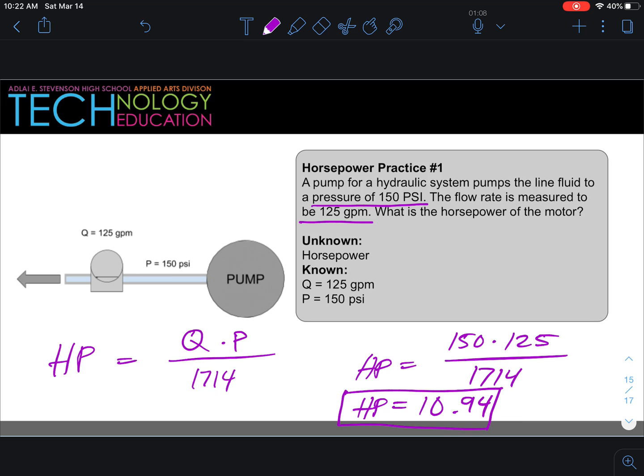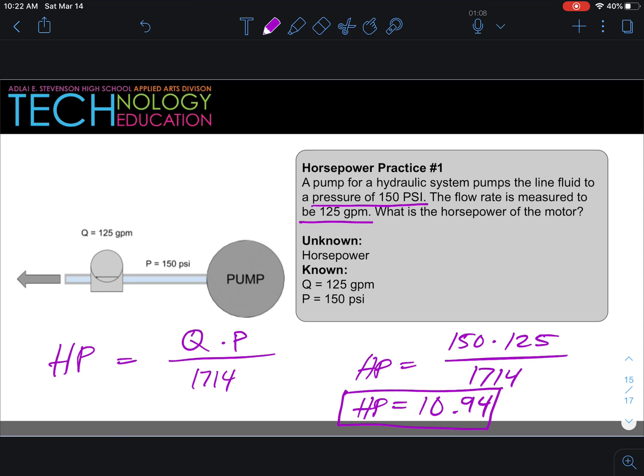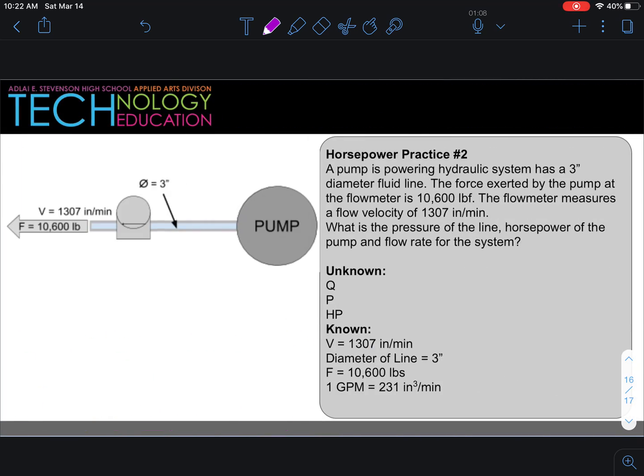Our next problem is your assignment for today, and it is not quite as straightforward. With this one, we have a lot of information given to us, but we have a lot of things that we are missing. For instance, we are missing Q, P, and horsepower. So essentially everything that we had in our last problem, where we were given Q and P, we are now missing those. But what we do have, we have force, we have velocity, we have our diameter, so we can easily find our pressure, and that's what we want to start by finding. That's going to be my little hint for you.